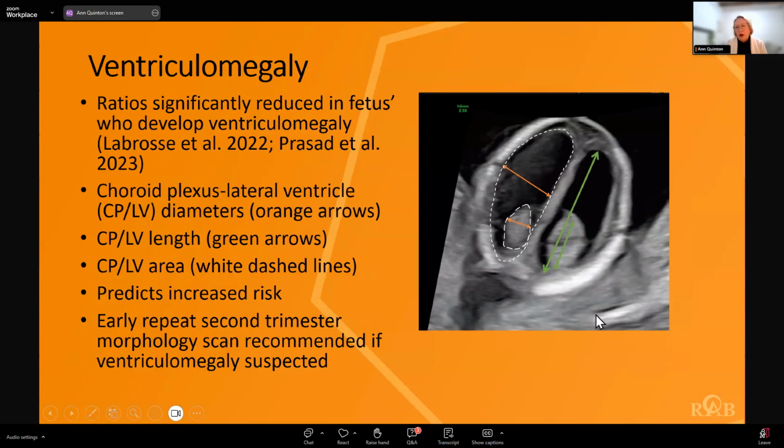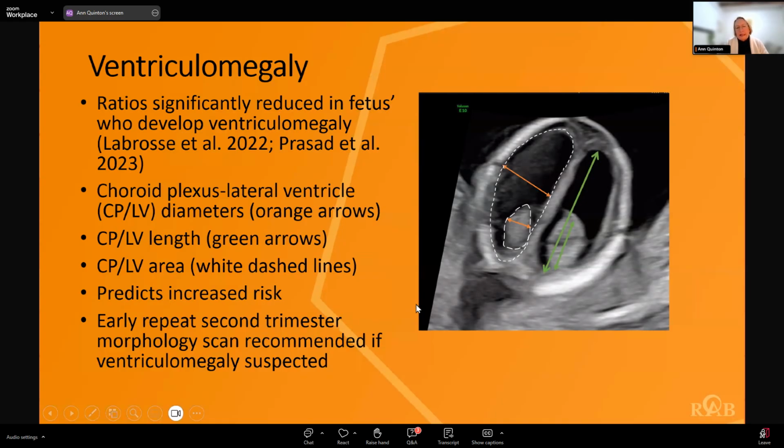So there's a number of ratios that have been reported. One is doing a diameter of the ventricle and a diameter of the choroid plexus and getting a ratio. So choroid plexus over lateral ventricle diameter. Another one is the diameter here, the orange lines of the choroid plexus to the ventricle. And then the other one is this distance here, so the length, and that's measuring the length of the choroid plexus over the length of the brain.